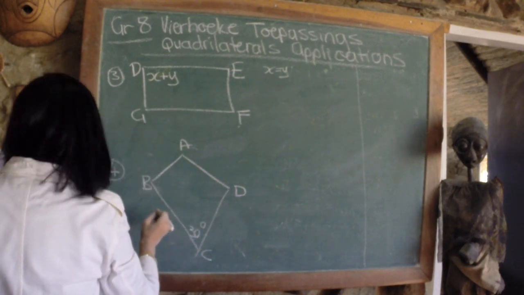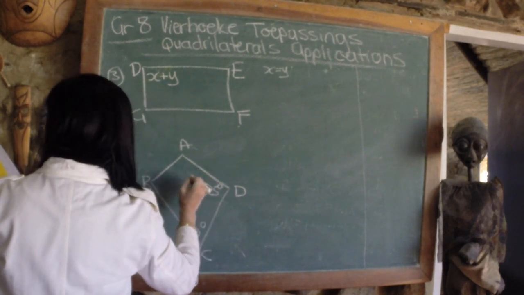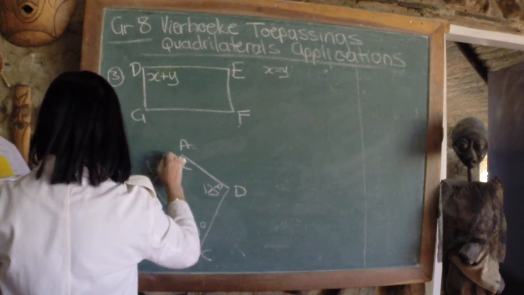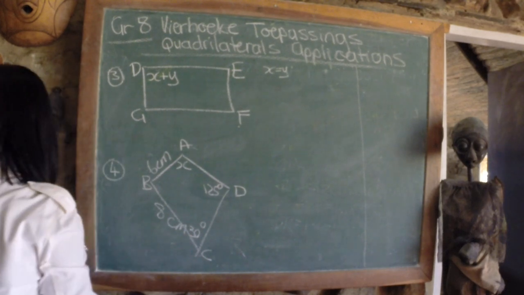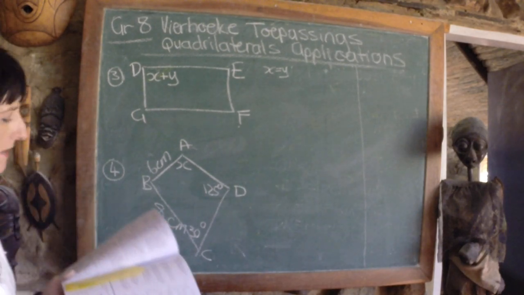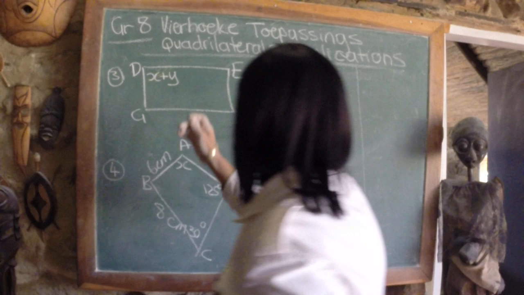Angle C is 30 degrees. D is 125 degrees. That one is equal to x. That's 6 centimeters and that longer side is 8 centimeters. So they say that's a kite. Calculate the length of the unknown sides and the size of the angle x. Okay, very easy because we know our work. Let's go to this one.